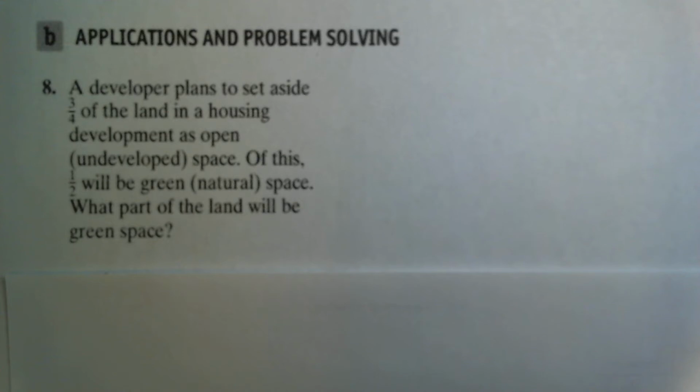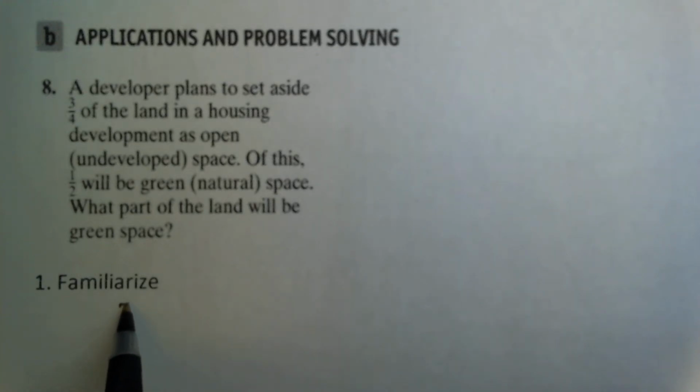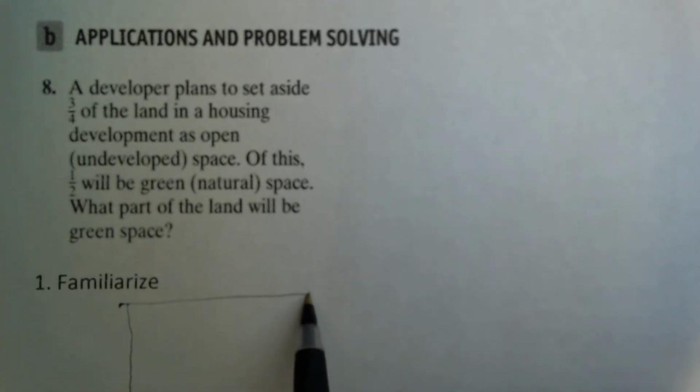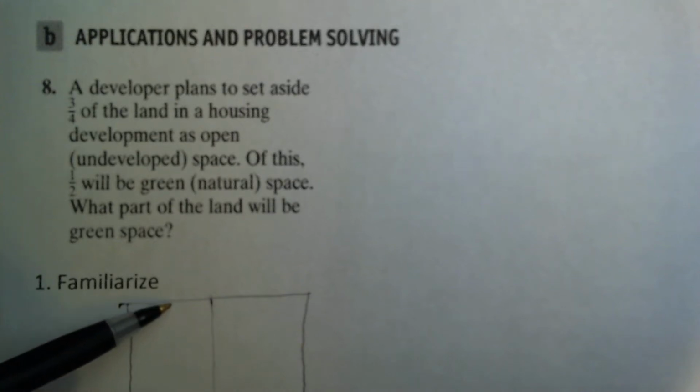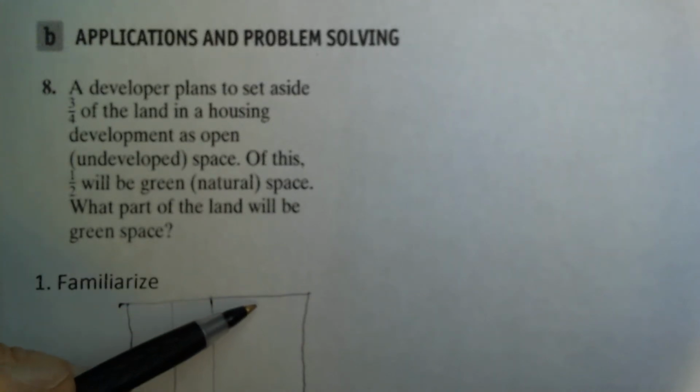So we follow our steps. The first one is familiarizing ourselves with the problem. So we can maybe make a little graph, a sketch here. It's not going to be very accurate, but let's say here's the total space, and so we're going to divide them into fourths because we're talking about 3/4 being set aside.